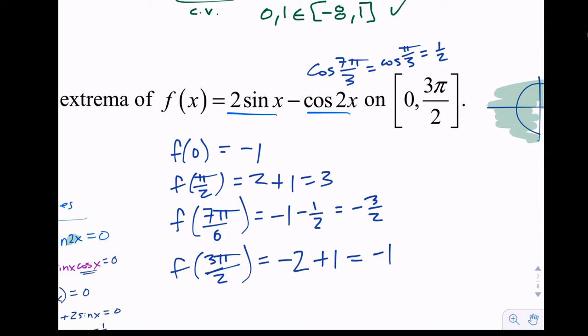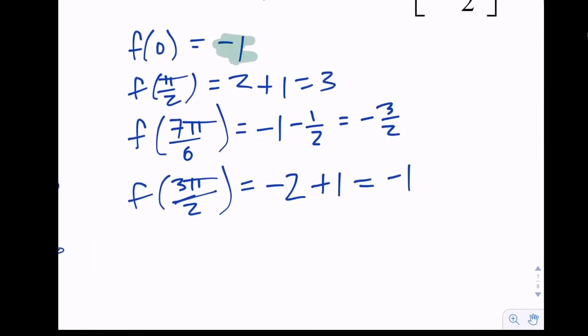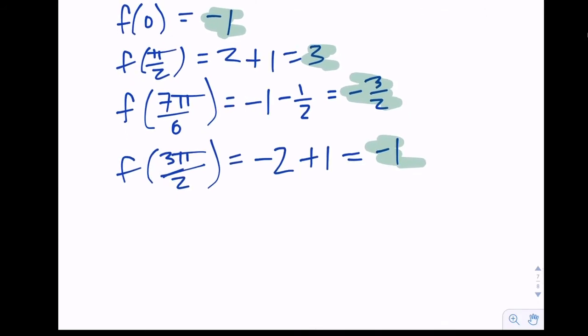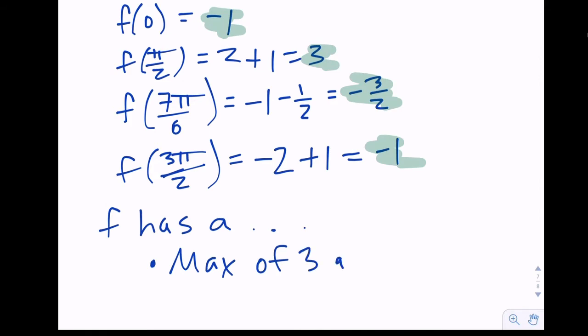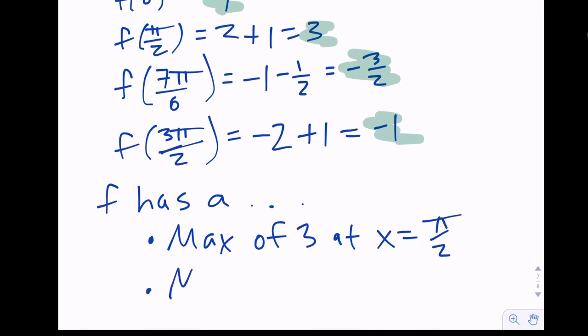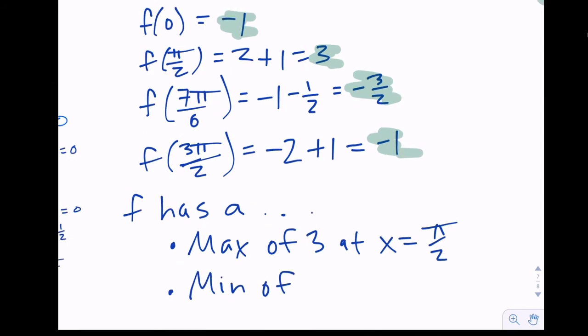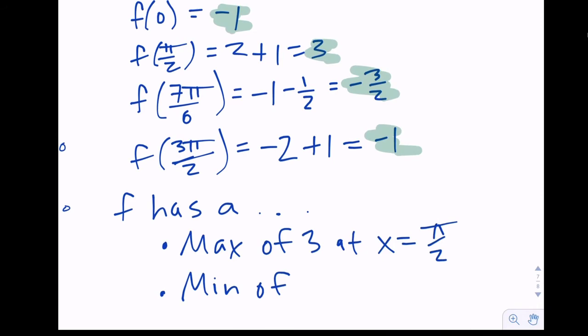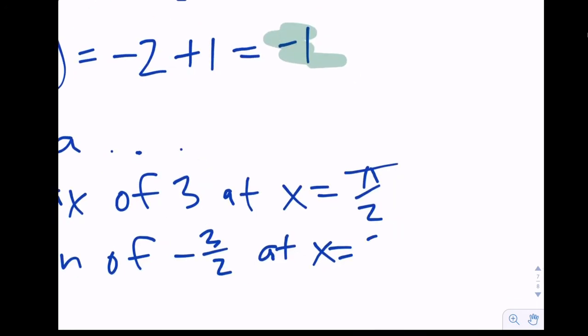Well, all that hard work is going to pay off because now we just have to spot which one of those numbers is the biggest and which is the smallest, and we know we're going to have one of each. So F has a suspense, right? Max, let's do the max first, of what? 3, yeah, at x equals pi halves. And the minimum value is negative 3/2, yeah, at x equals 7 pi 6.